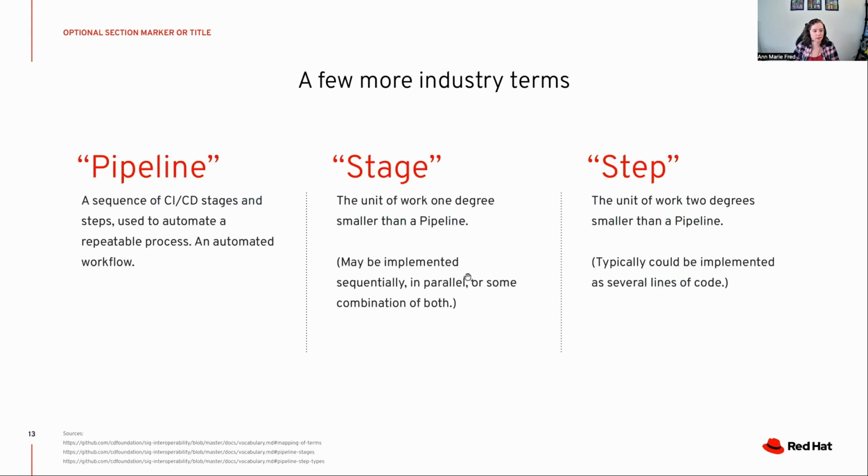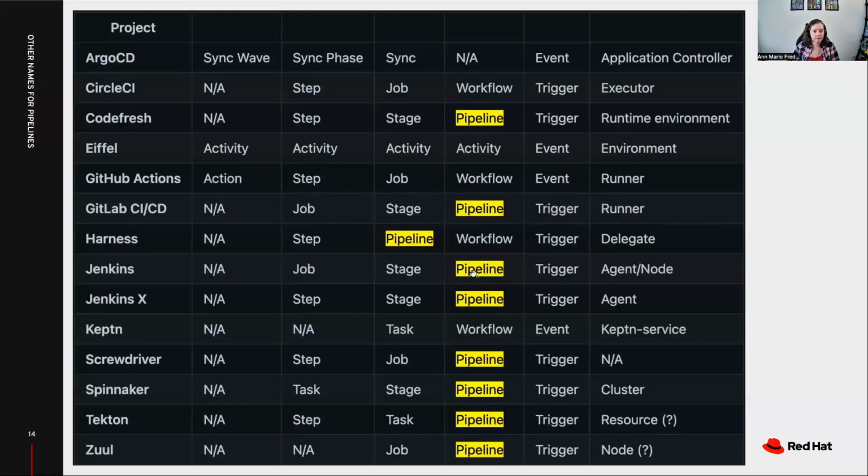A few more common terms. A pipeline is a sequence of CI/CD stages and steps that are used to automate any repeatable process, or it's basically an automated workflow. A stage is a unit of work that's 1 degree smaller than a pipeline, and these may be implemented sequentially, in parallel, or in some combination of both. And then a step is the next smaller unit of work, about 2 degrees smaller than a pipeline, and this is something you can think of that would typically be implemented as several lines of code.